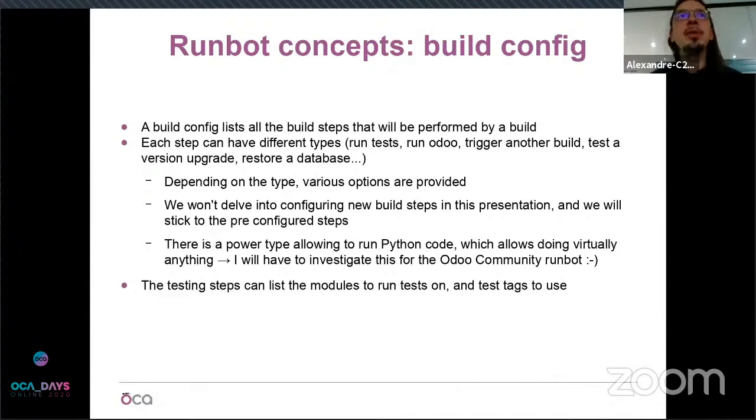So this allows some really powerful mechanisms. For instance, you can introspect the content of a commit and trigger the creation of other builds with custom steps. I will have to investigate this for upgrading the Odoo community Runbot to the latest version, because this is really powerful and can free us of a number of tweaks we have locally. And in the testing steps, you can list the modules to run the tests on, or to run some tests filtered by tags. That's also a very nice feature.